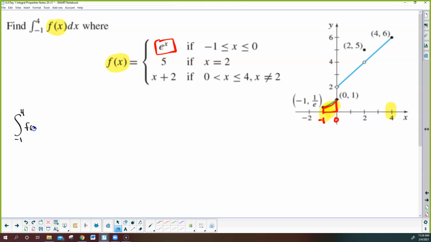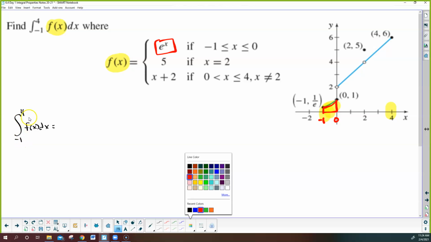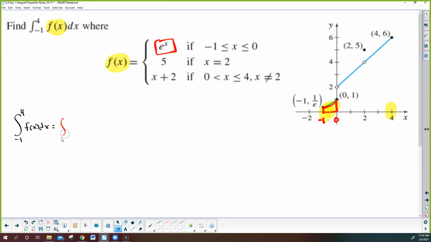Now it is important to practice proper notation. So what do I want? I want the full area from -1 to 4. However, I can't do that in just one piece. I have to use the bounds or the domain that's given. So I'm going to find the area under the curve from -1 to 0 of f of x, but in this specific piece of the function, f of x is e to the x dx.